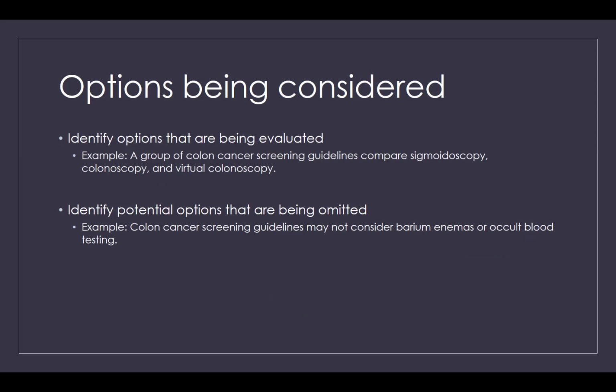So the first step in assignment is considering which options are going to be considered for your recommendation. This involves identifying the options that are going to be evaluated. So what is your intervention group and what are your control groups? For example, a group of colon cancer screening guidelines might compare sigmoidoscopy, colonoscopy, and virtual colonoscopy, but they should also identify options that are being omitted. So, for example, those same guidelines might not consider things like barium enemas or occult blood testing.